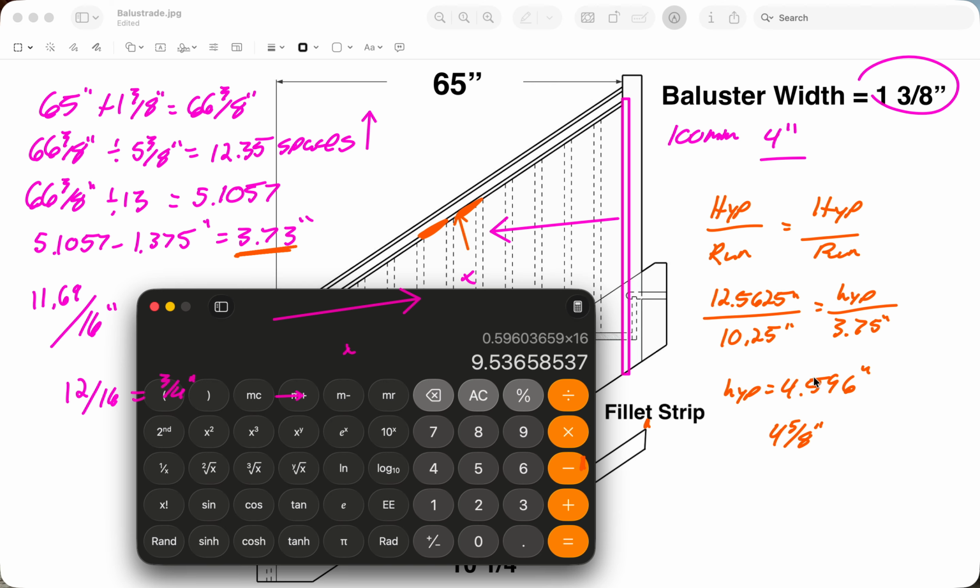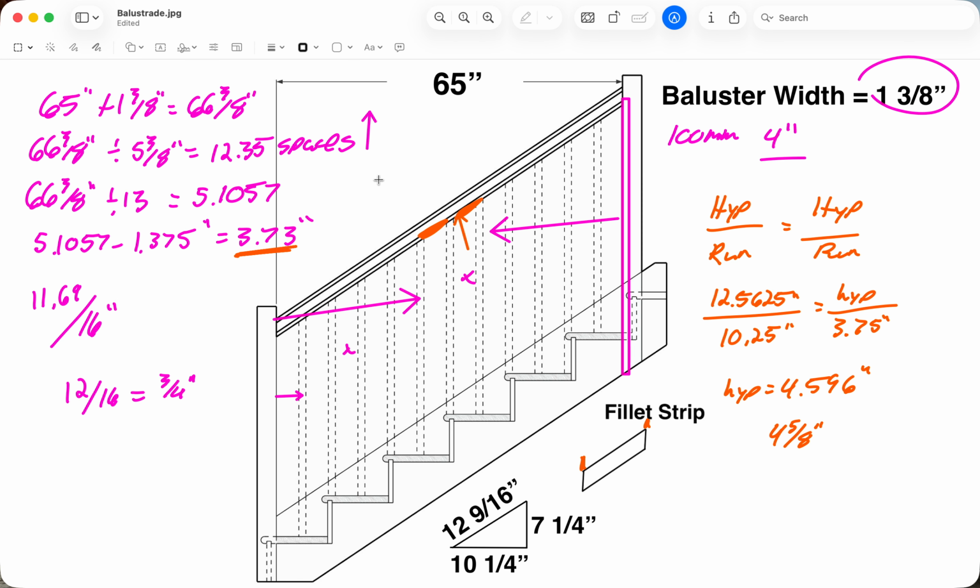Again, because we're dealing with fractions, we're doing this extra rounding, and so we'll have to cheat the odd fillet strip up here by a 1/16 or a 1/2 16th to make sure that works out. Anyways, folks, I hope you found this helpful, and good luck calculating your balusters in the future. Take care.